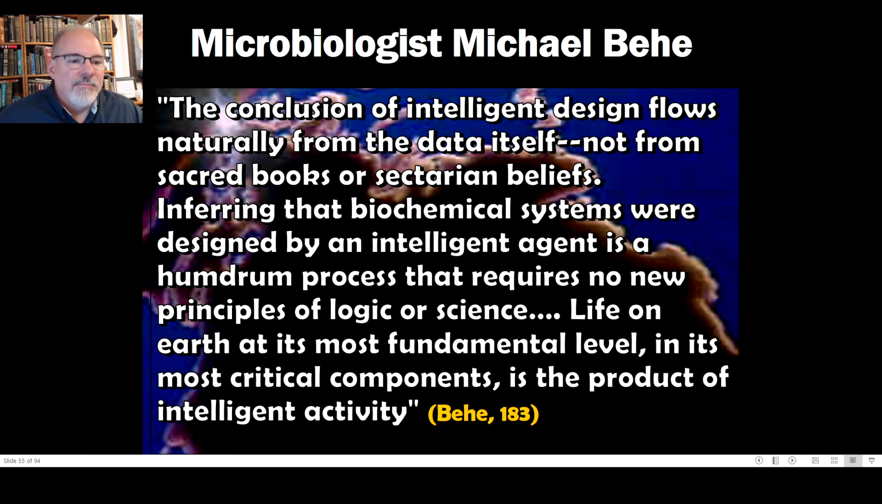Now, Behe went on to say, the conclusion of intelligent design flows naturally from the data itself, not from sacred books or sectarian beliefs. Inferring that biochemical systems were designed by an intelligent agent is a humdrum process that requires no new principles of logic or science. Life on Earth, at its most fundamental level, in its most critical components, is the product of intelligent activity. Simply and accurately said.